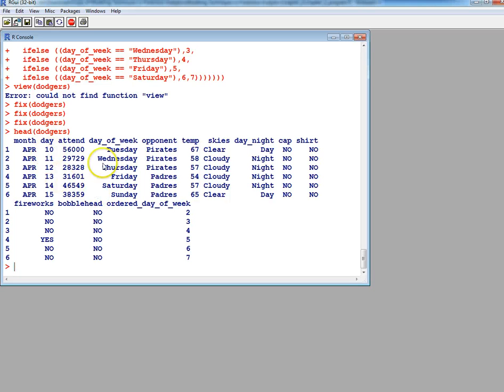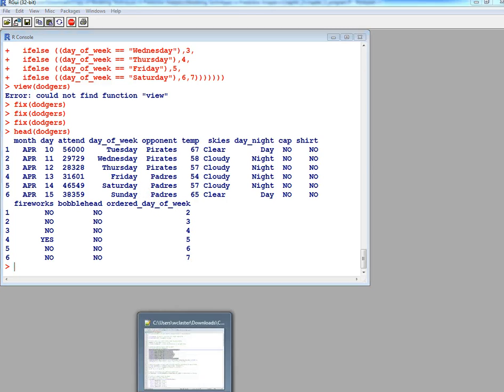So now you can see that ordered day of the week is there as a column. Okay, does everyone get this? You can use the head function to see the first 6 rows of the data frame. And I can see over here that we now have another variable called ordered day of the week. All right, let's keep going.